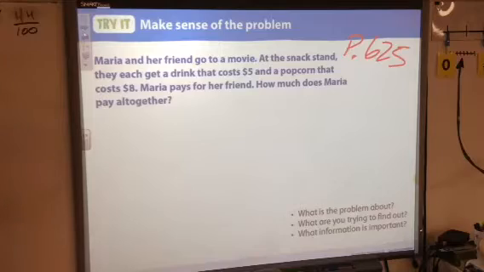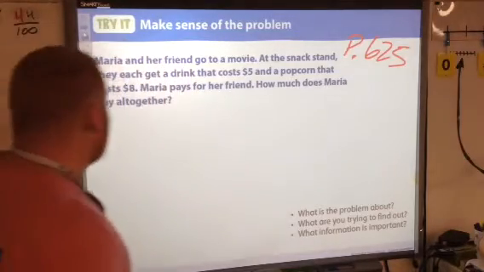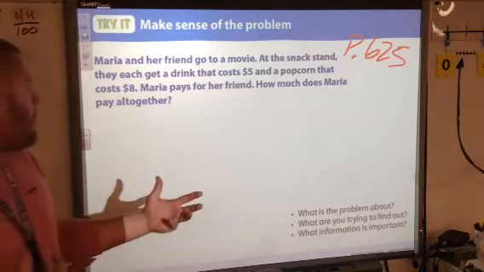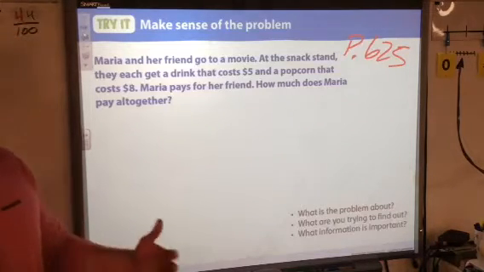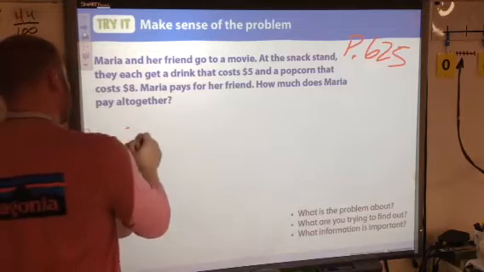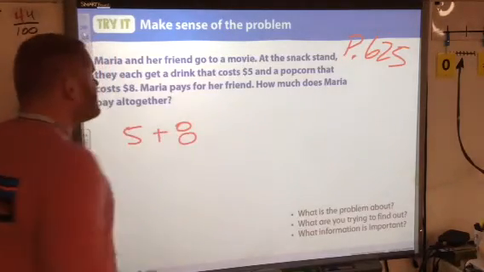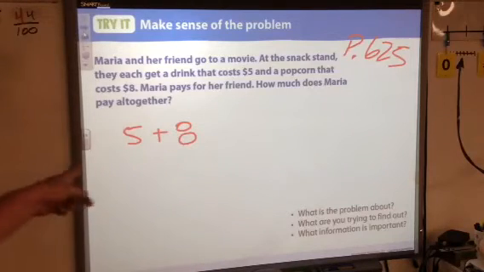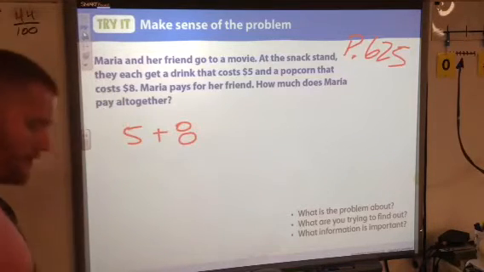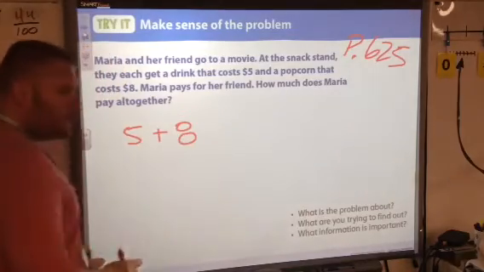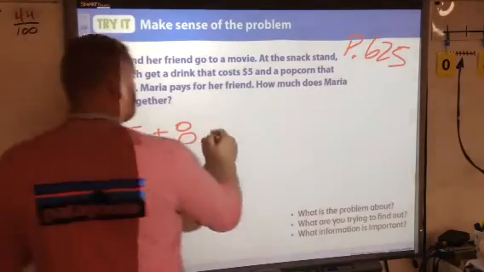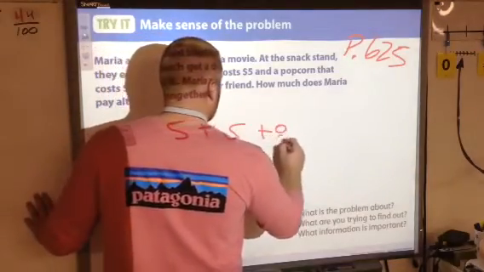So there are two separate ways we can do this. To figure out the total cost of the popcorn and the drink, it would be 5 plus 8. That's the simple part of the problem. That gives us the total cost for one person. But we need to find the total cost Maria is spending because she pays for herself and her friend. So we can do 5 plus 8 two separate times: 5 plus 8 plus 5 plus 8. Now what do you notice?